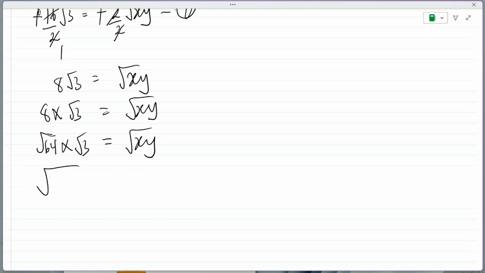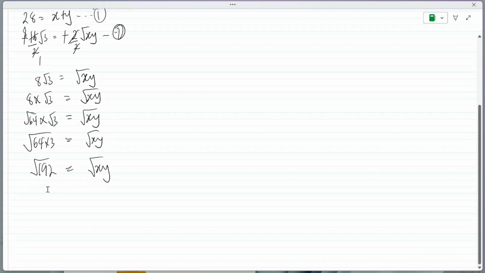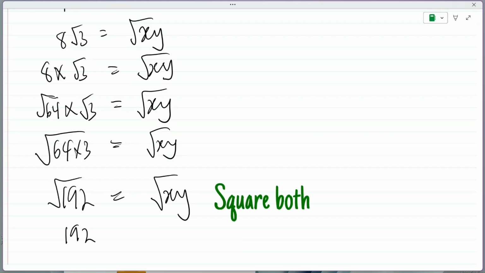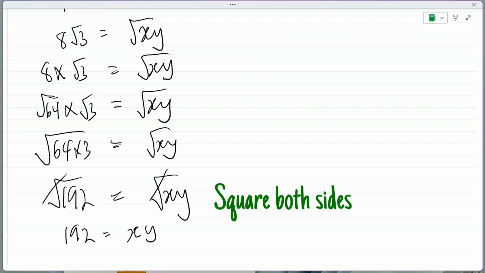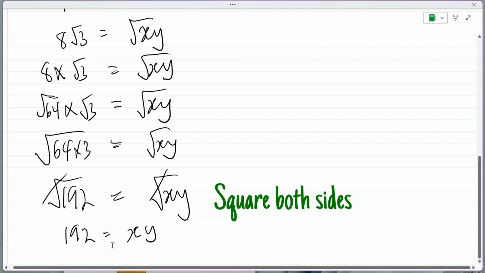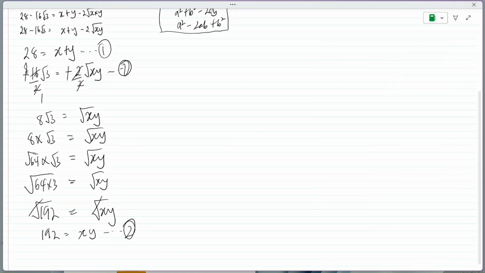Now you can have it as a big square root, root 64 times 3. We are grouping them from the basic form back to the single form, equals root xy. Square root of 64 times 3 is 192, equals square root of xy. Now to get done with equation 2, both of them are in single surds form. We can therefore say 192 equals xy, or we can say square root cancels square root. It's allowed. 192 equals xy. This is our true equation 2. Remember, our equation 1 is 28 equals x plus y.